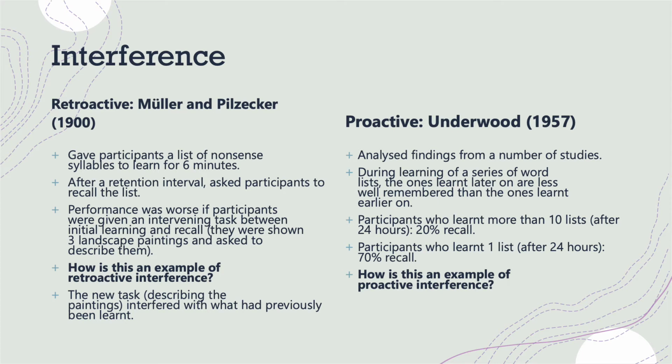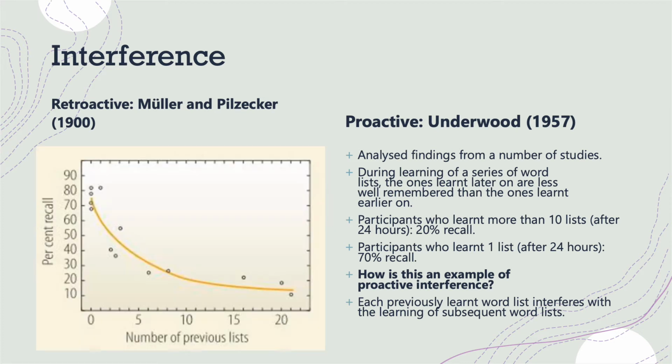So how is this an example of proactive interference? Again, pause me and try and write a sentence to explain. Each previously learnt word list interferes with the learning of subsequent word lists. And you can see on this diagram that as the number of previous lists increases, the recall decreases. So you can see this negative correlation. So those who only learnt one list had a much better recall than those who learnt 20 lists.